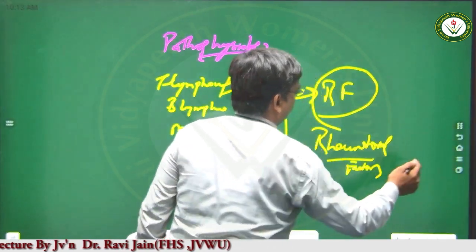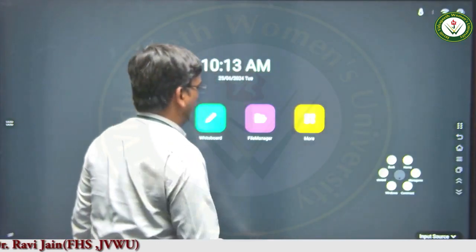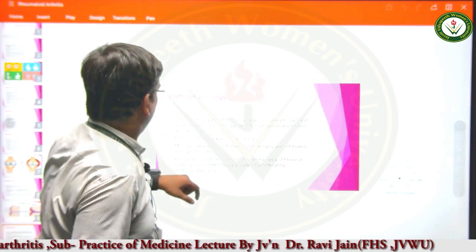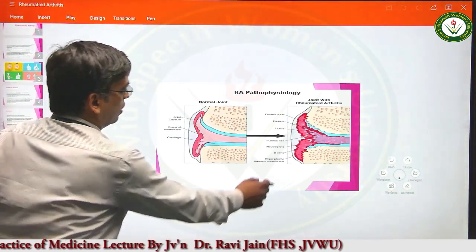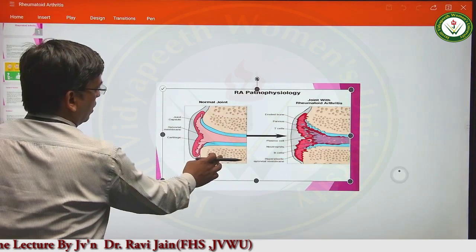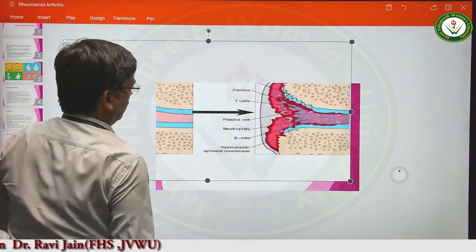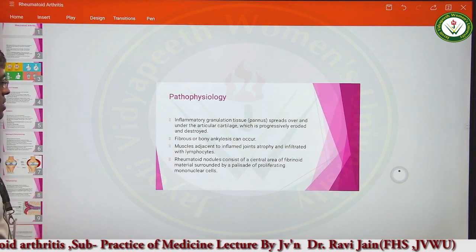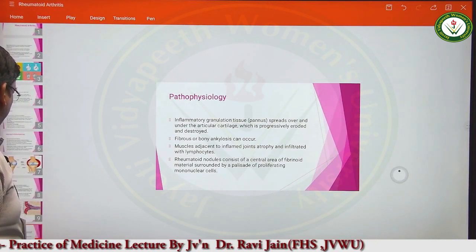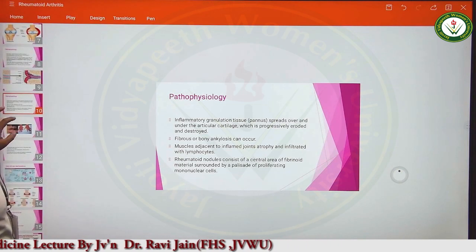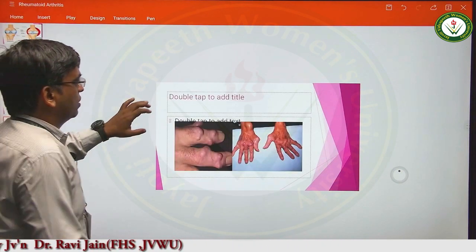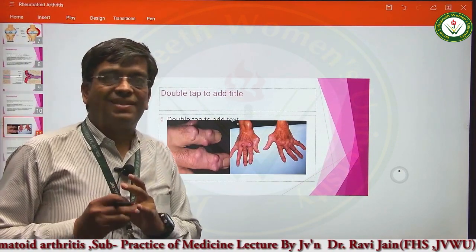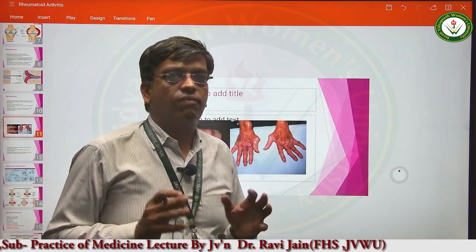Alright, so we have this infiltration of the joints that leads to pannus formation. You must remember, this pannus formation is a typical feature of rheumatoid arthritis. Alright, next, nodules. Another typical feature of rheumatoid arthritis is the formation of nodules. You can see subcutaneous nodules that are present in case of rheumatoid arthritis.